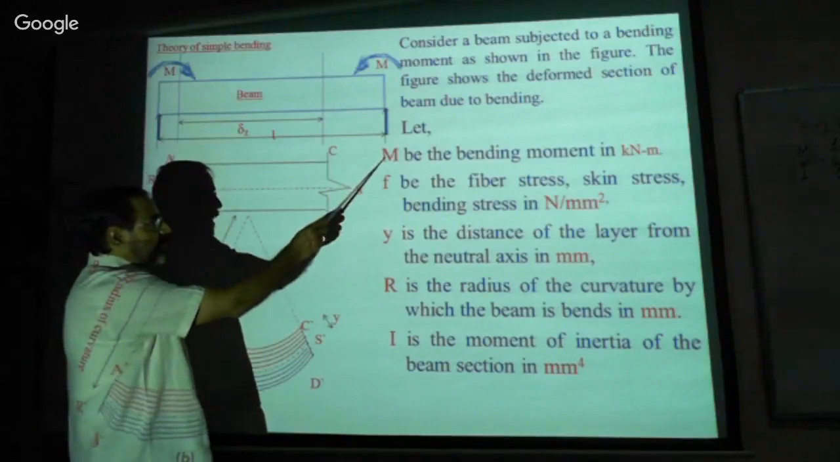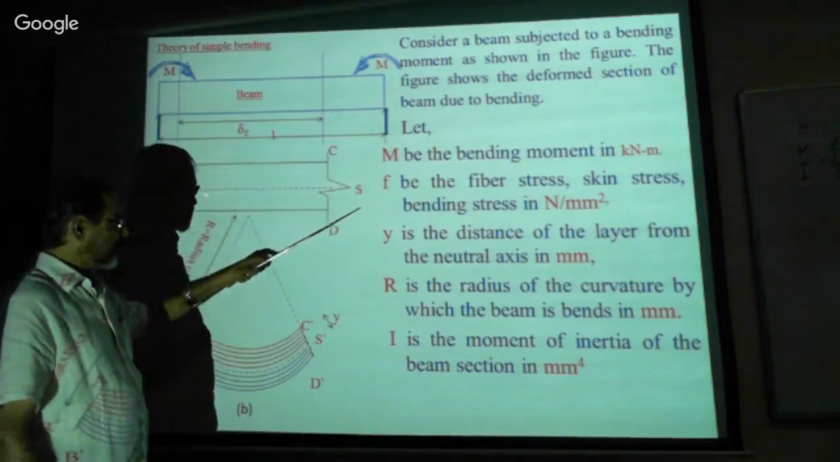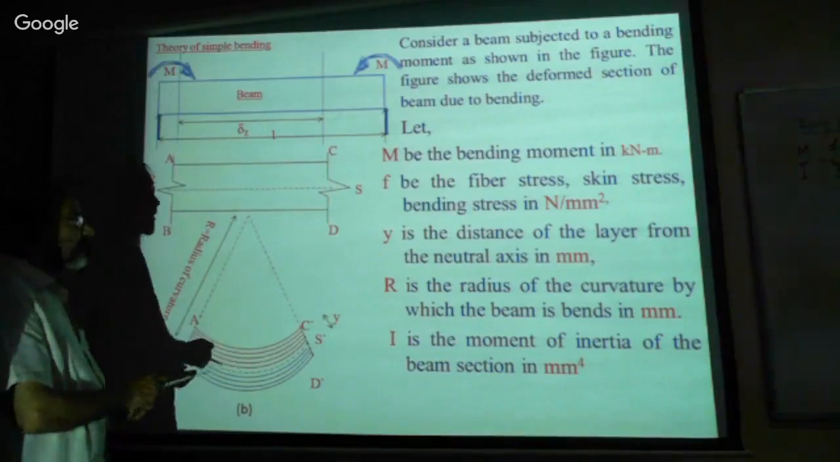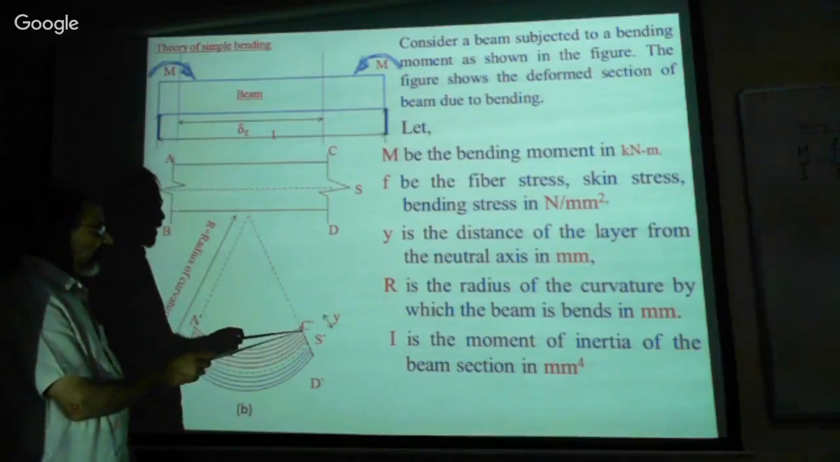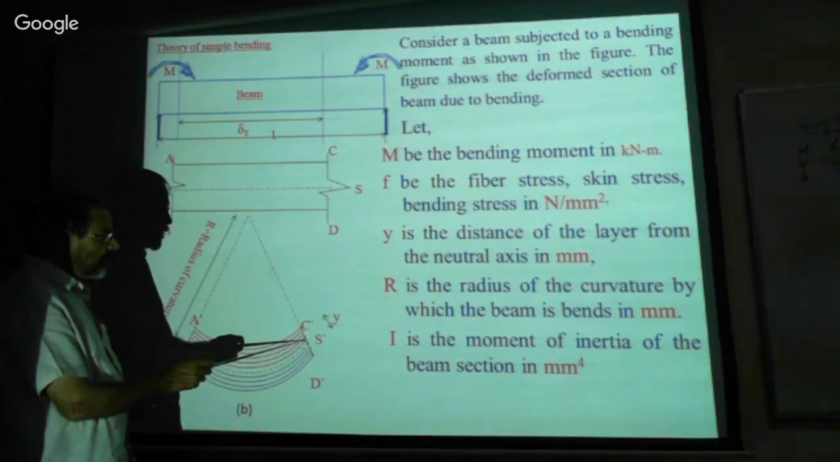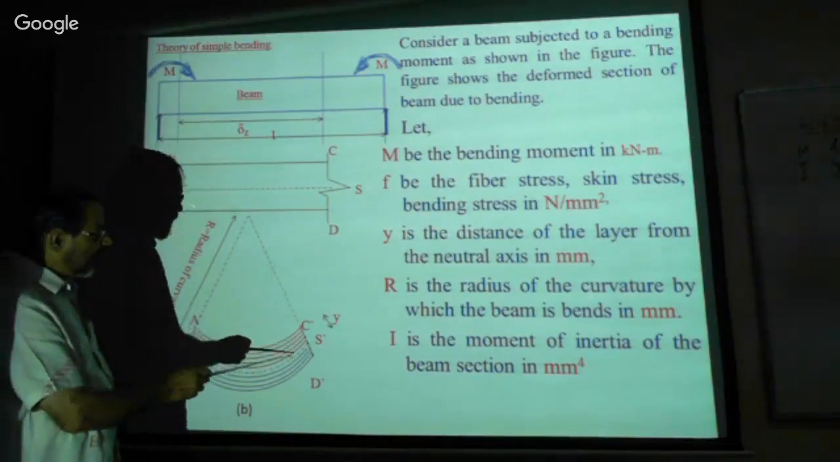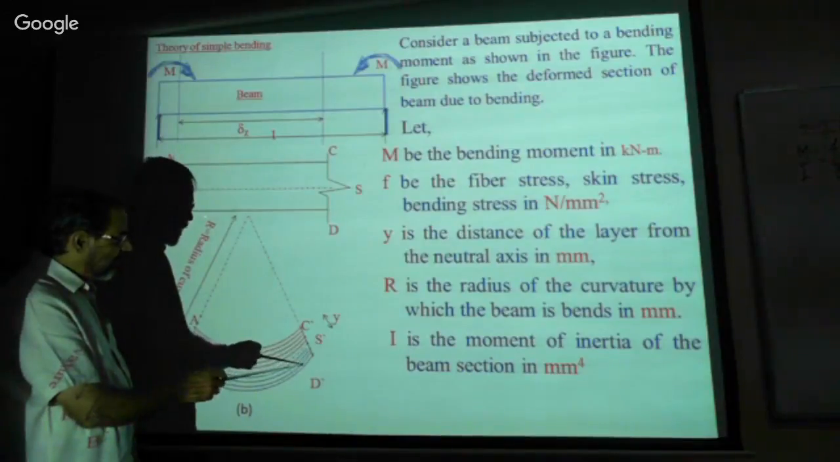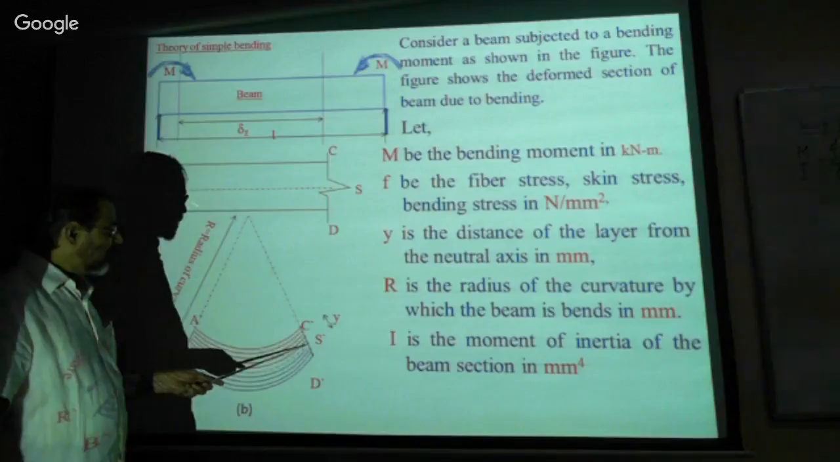Here M is the bending moment in kilonewton meter due to the application of the load, F is the stress in each layer, the layer stress, and Y is the distance from the neutral axis. When you reach the neutral axis, the stress will be less. When you go away from it, the stress will be more. Stress increases when you move toward the topmost layer. Similarly, when you reach downward, at the end we get the maximum tensile stress. This Y represents the distance from the neutral axis.